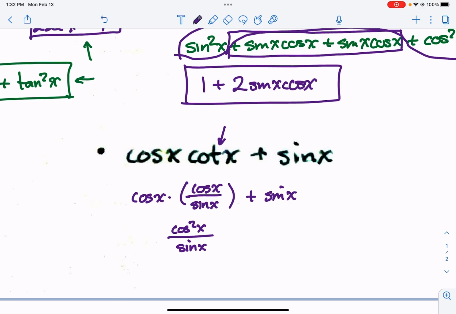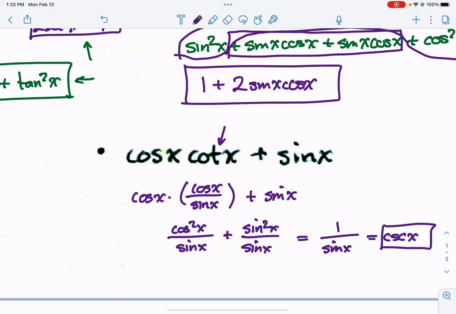Well, that's interesting. We have a cosine squared. If I get this other term over a denominator of sine, that's going to turn into sine squared over sine. And that's probably going to use an identity here. If you get it over the same denominator, that's what you get. Cosine squared plus sine squared is 1. So this whole thing turns into 1 over sine of x, which is the same thing as cosecant.